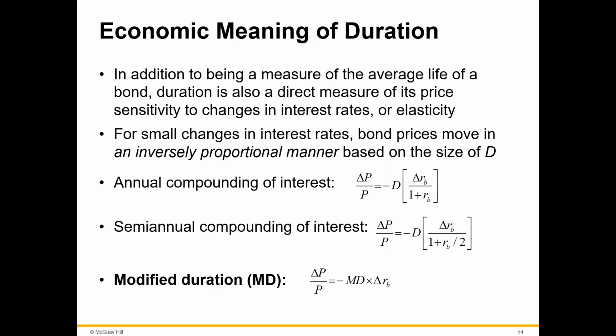Now, you do a calculation, you get a number, but what does that mean economically? So, in addition to being a measure of the average life of a bond, duration is also a direct measure of its price sensitivity to changes in interest rates, or elasticity. We are also interested in if the market rate changes this way or that way. That's why in the news, they're always talking about what the expected interest rate is going to be from the Fed, et cetera. That way you can prepare ahead for how the price of these bonds is going to change, and it's going to change my whole strategy. It's going to have an impact on my investment strategy.